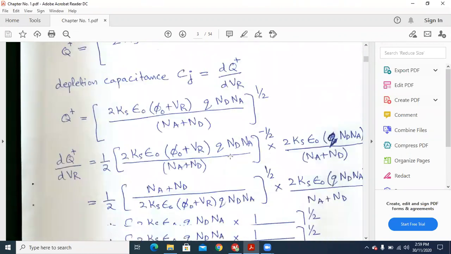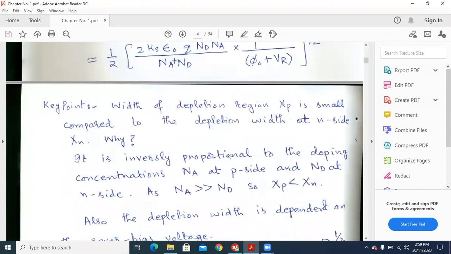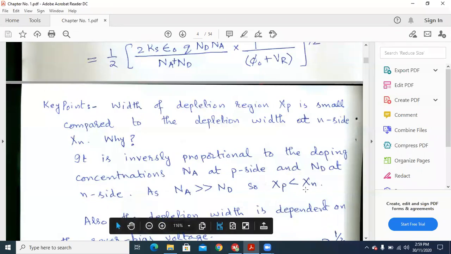Now let's see that the width of the depletion region xp is small compared to the depletion width at the N side. The reason, as I have told you, is that the P side is heavily doped, so xp is small compared to xn.